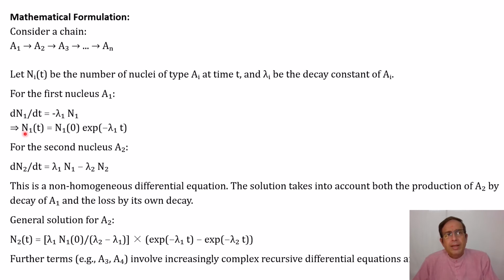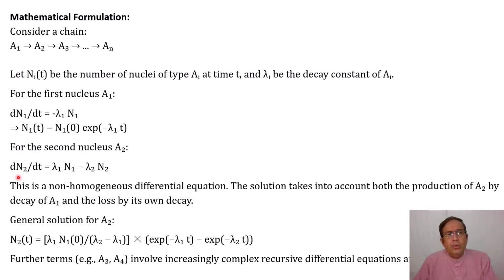So its solution is simple. N1(t) is nothing but N1(0), the concentration of the first nucleus at time t = 0, times exponential of minus lambda1 t. So this is the solution of this particular differential equation. Now we will write the equation for the second nucleus.